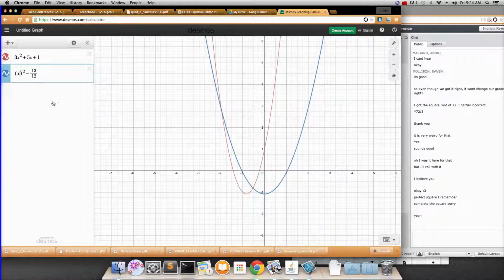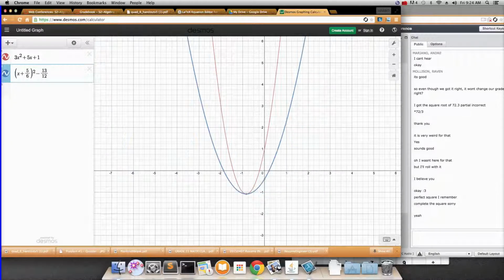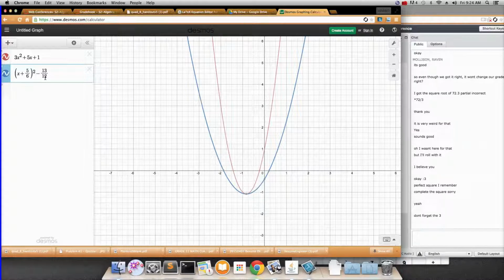My blue graph also had a plus 5 over 6, which is great because it pushed it to the left 5/6 units. So this pushed it down, and then, oh yes, you're right, don't forget the 3, because if you look at the blue graph, it does need to be vertically stretched in order to match that perfectly, and boom, that's the exact same equation.